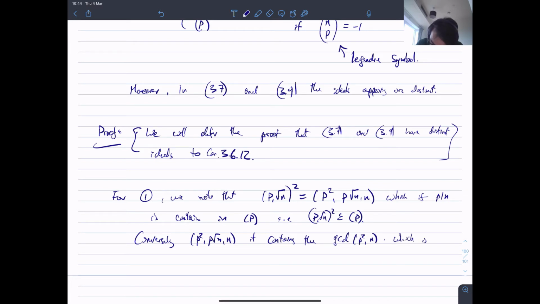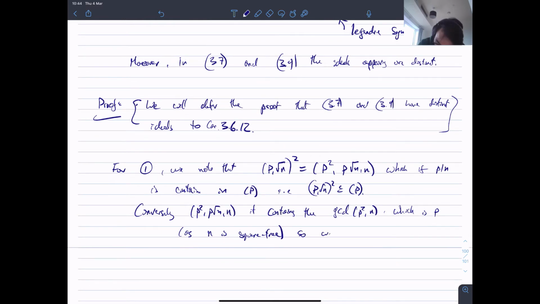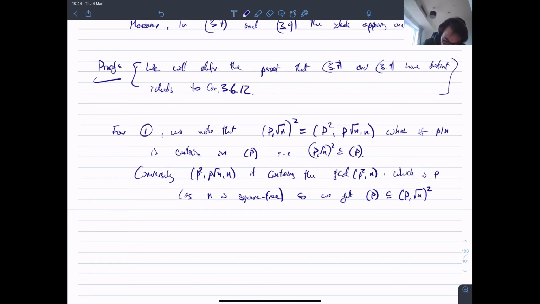which is p, as n is square free. So you get the ideal generated by p, because this contains p, this is contained inside p root n squared. So we get the first one. Right, so I've done double inclusion between these two things.